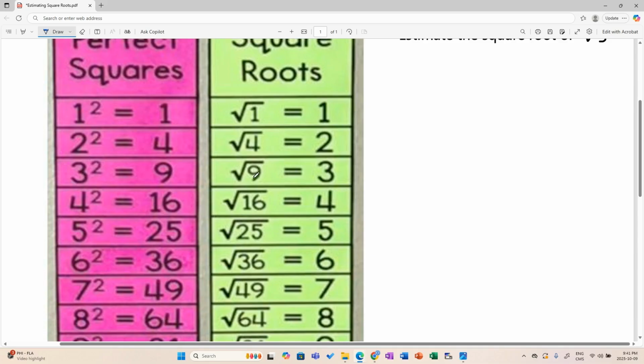So for example, the square root of 9, think about it like this. Two numbers that can multiply by itself to get 9, and the answer should be 3 because 3 times 3 is 9. Hence the answer to the square root of 9 is 3.